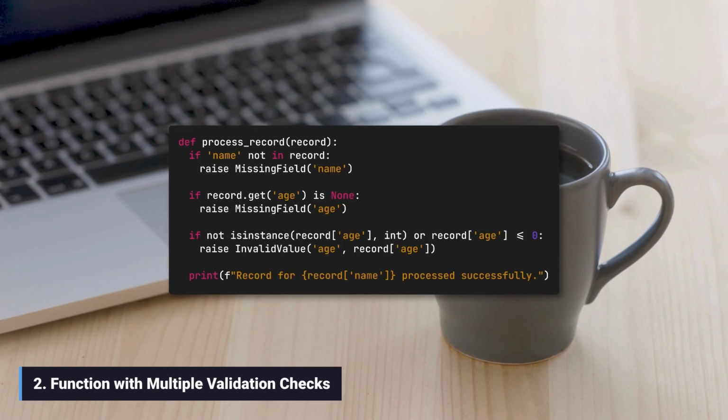2. Function with multiple validation checks. Our process_record function now uses these exceptions. It checks for a missing name, then a missing age. Crucially, it then checks if the age is a valid positive integer. If any of these business rules are violated, we use the raise keyword to interrupt execution and signal the precise error condition using the appropriate custom exception.